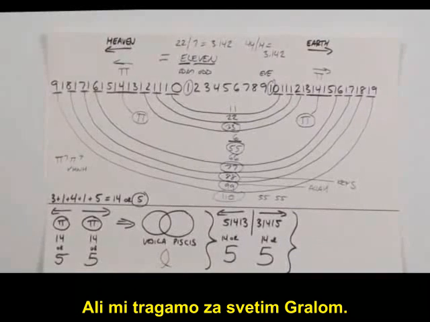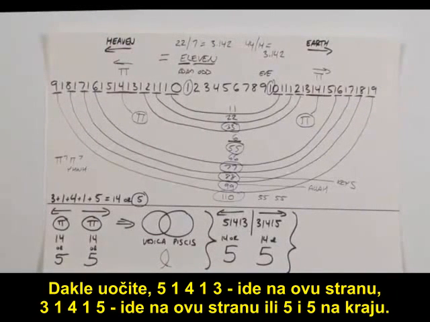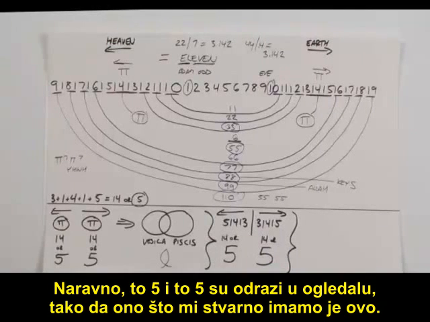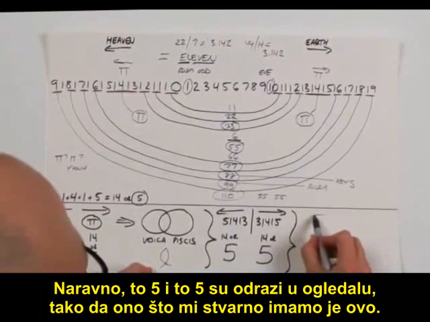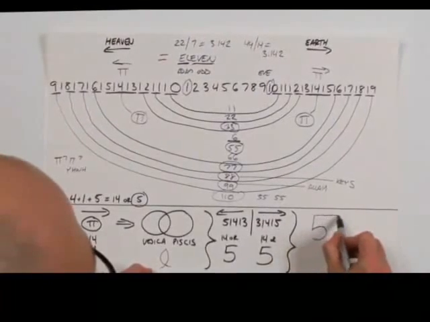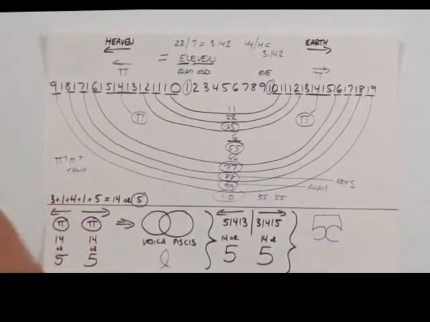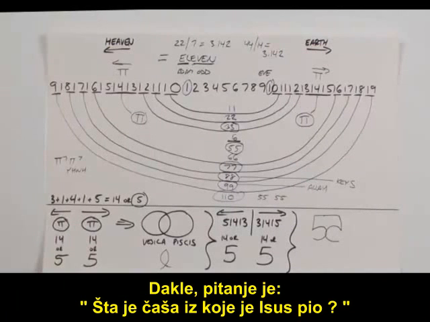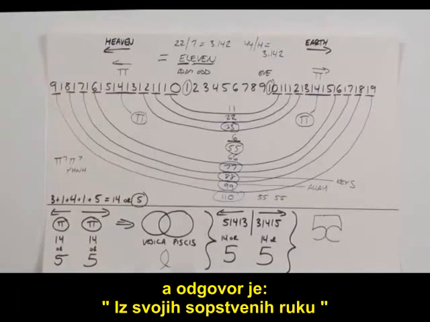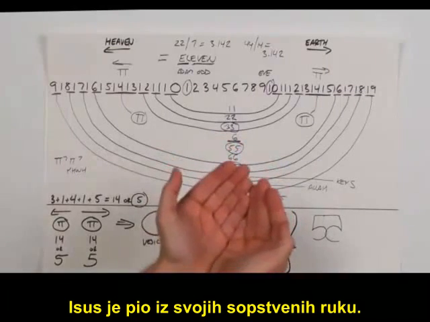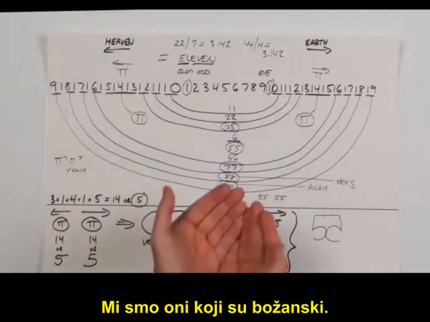But we were searching for the Holy Grail. So notice 51413 going this way, 31415 going this way, or 5 and 5 ultimately. Of course, that 5 and that 5 are mirrored. So really, what we have is this, the Holy Grail. So the question is, what is the cup from which Jesus drank? And the answer is his own hands. Jesus drank from his own hands. We are the divine ones.